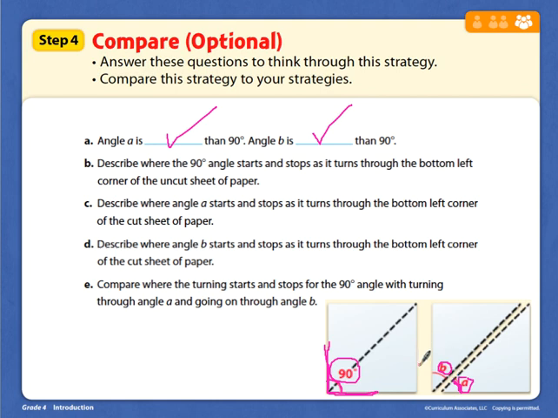Describe where angle B starts and stops as it turns through the bottom left corner of the cut sheet of paper. Same thing as angle A. It starts at the edge and goes halfway.